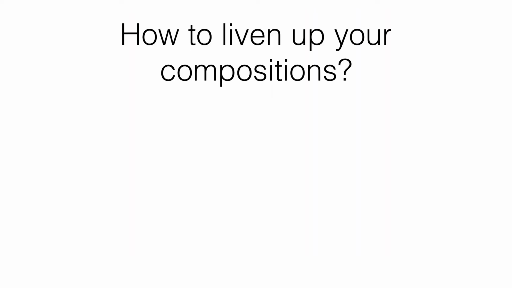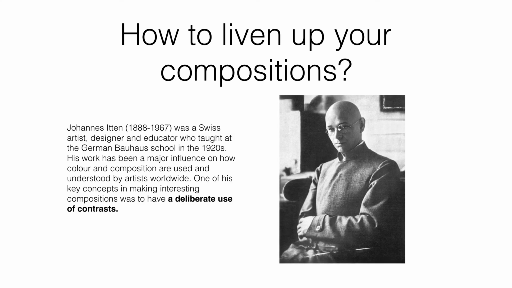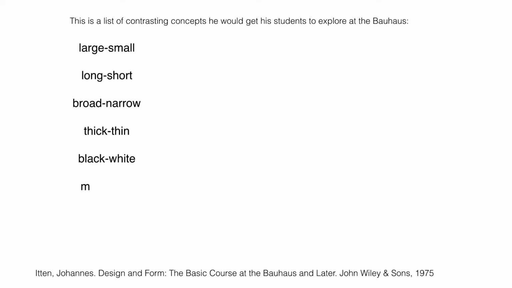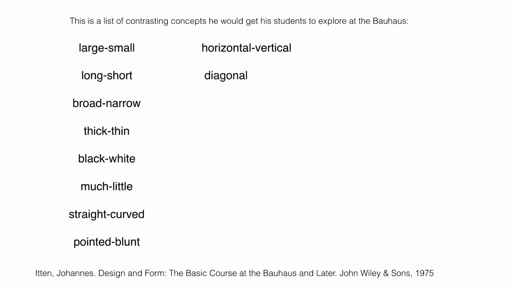How do we then liven up your compositions if you're not sure what to do next? Well, Johannes Itten, he was a Swiss artist, a designer and educator who taught at the Bauhaus School in the 20s. And one of his key concepts in making interesting compositions was having a deliberate use of contrasting elements in the work. So this is a list of these contrasting concepts that he would get his students to explore.